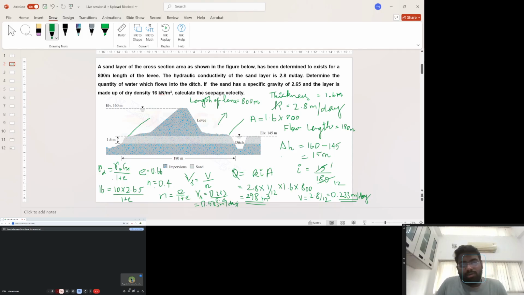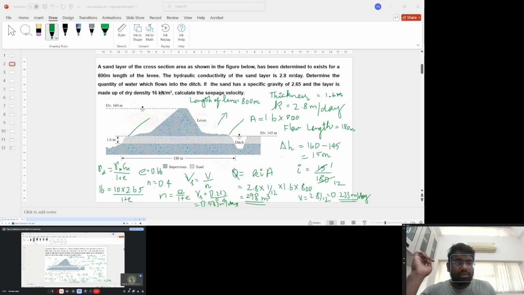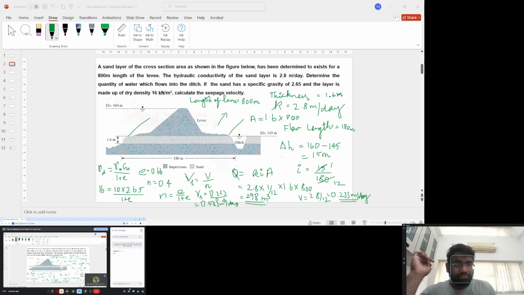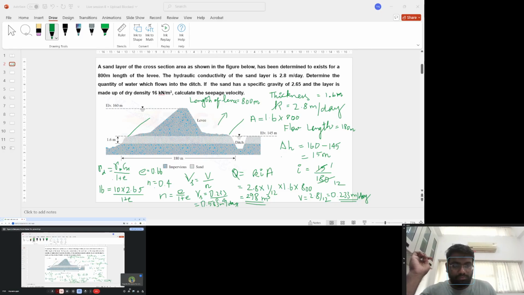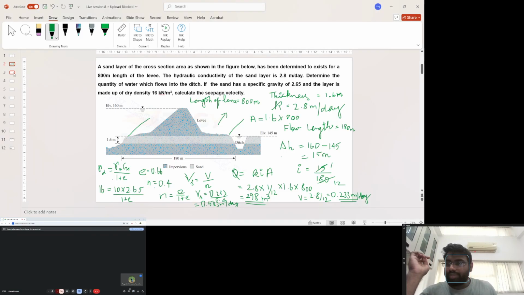We know that the seepage velocity will always be higher than the discharge velocity. So by that logic, whatever value we get is higher than 0.233. So these three are the values which are demanded by the question. Right?